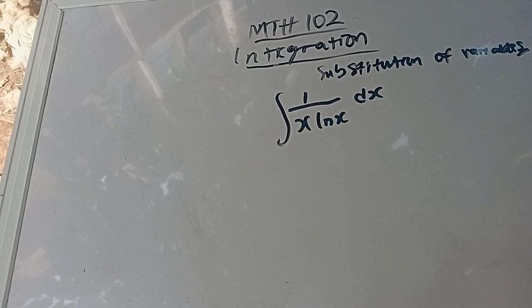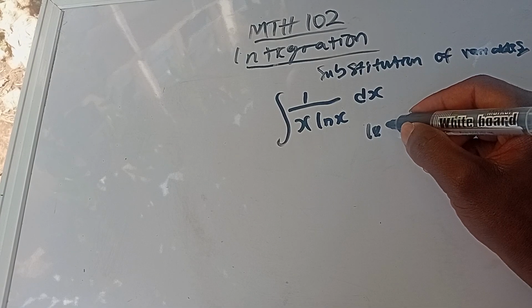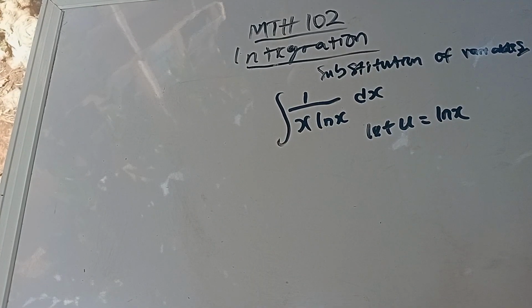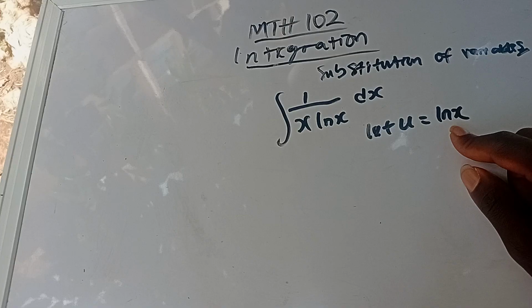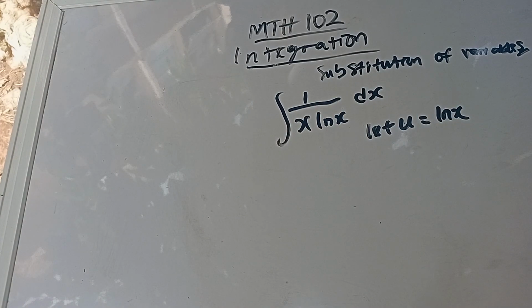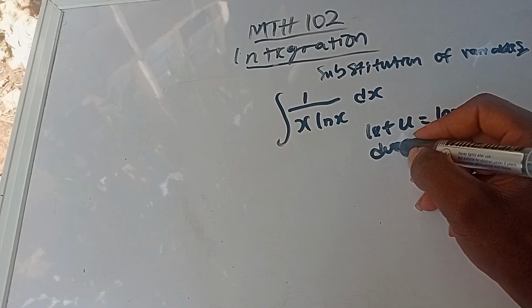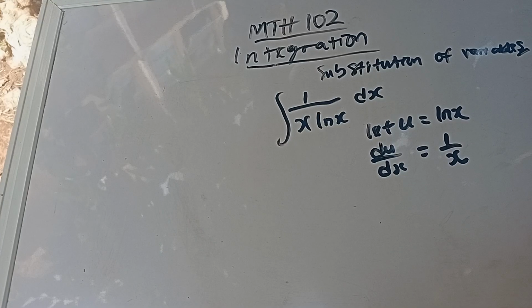Now, if I want to integrate 1 over x ln x dx, the best thing to do is that you bring another variable in, let u be equal to ln x. Why am I doing that? Because I know that if I differentiate ln x, it's going to give me something that's going to cancel out this x. Then at the end of the day, the work will be easier. Now, if I say let u be ln x, then du over dx, if you differentiate ln x, what do you get? You get 1 over x, right?